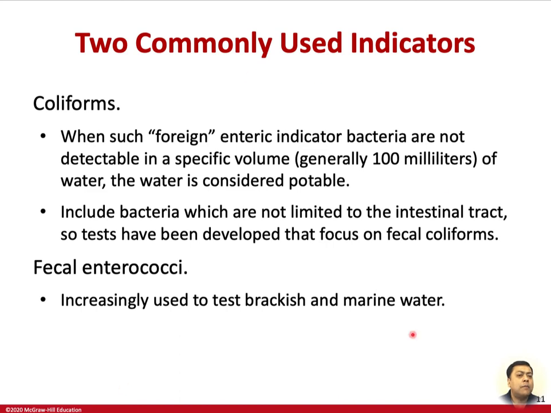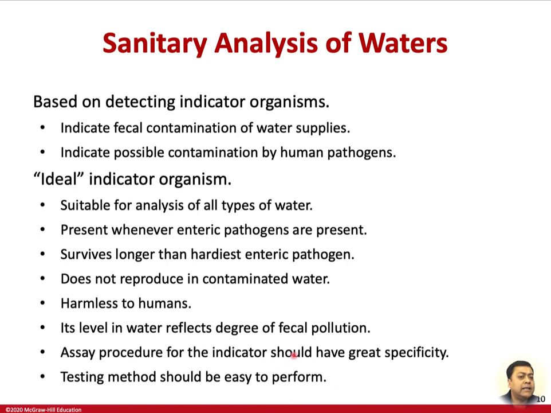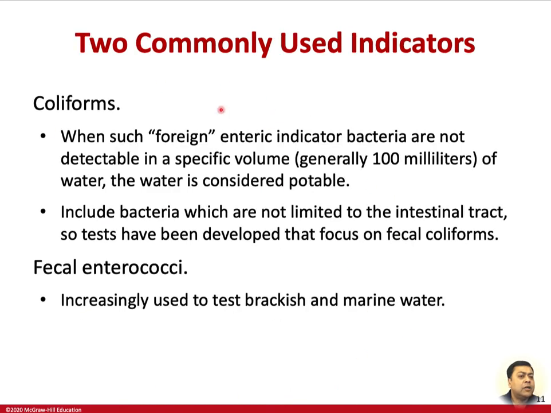The commonly used indicator which has all these ideal indicator organism properties is the coliforms. When such fecal enteric indicator bacteria are not detectable in a specific volume, generally 100 ml, the water is considered potable or drinkable. This includes bacteria which are not limited to the intestinal tract, so tests have been developed that focus on fecal coliforms, which are the fecal contaminants. There is also another, the fecal enterococci. This is increasingly used to test brackish and marine water.